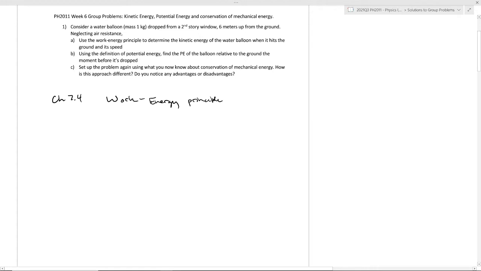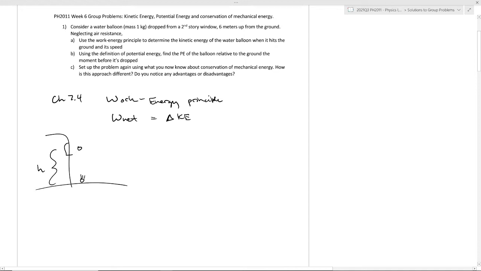That was the idea that the net work on an object, on a particle, on something, is equal to its change in kinetic energy. And so the first part of this question asks us to consider a situation where we have something that we're dropping out of a window. So a balloon dropped out of a window. And this is a problem that we could have tackled with kinematics way back in chapter 2.